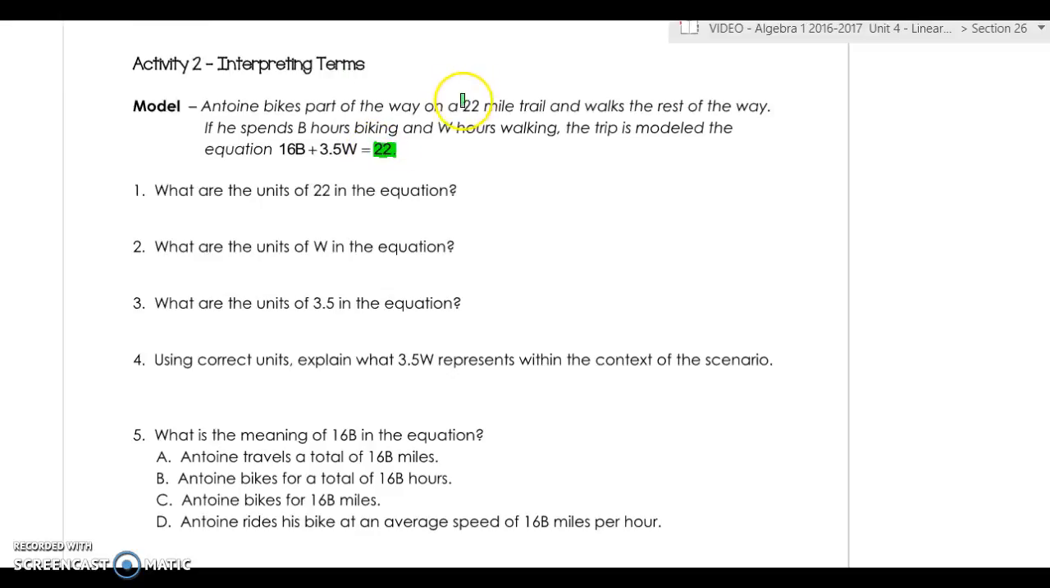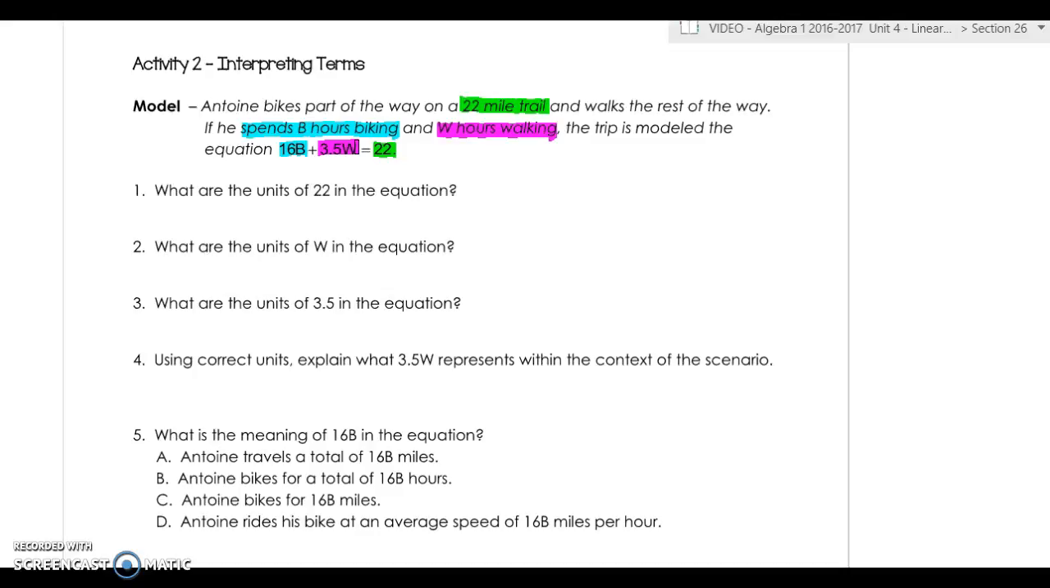Antoine bikes part of the way on a 22-mile trail and walks the rest of the way. So he's going to spend B hours biking. I see that in that part of the equation, that term. W hours walking, so that's 3.5 W. The trip is modeled by the equation 16B plus 3.5 W equals 22.